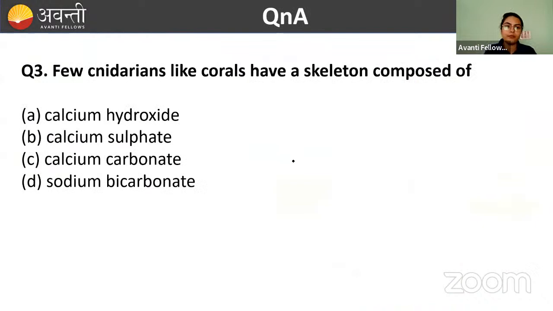Now we'll be going to the third question. Few cnidarians like corals have skeleton composed of, okay, cnidarians, corals, skeleton. तो ये तीन words देखते आपको समझ आ जाना चाहिए. We are talking about whom? Options are calcium hydroxide, calcium sulfate, calcium carbonate, and sodium bicarbonate. I'm going to launch the poll here. I want everyone to answer this question because this is a super easy question.